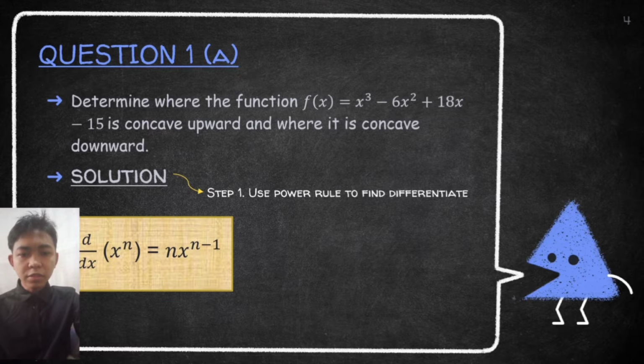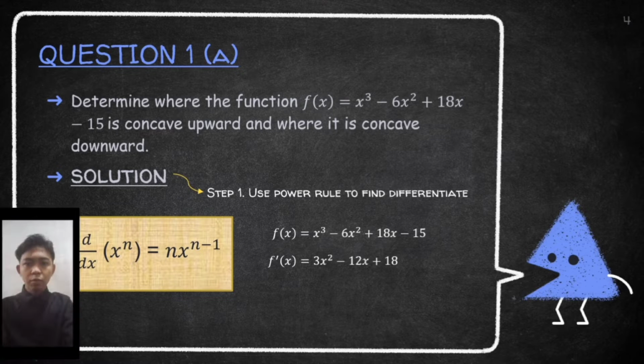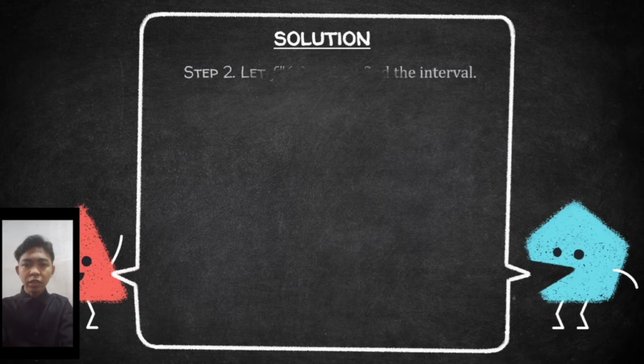By using this method, we get the first derivative of the f(x) function, which is equal to 3x squared minus 12x plus 18. However, we still need to find the second derivative to determine if the function is concave upward or downward. So we are using the same method and we will get the second derivative function, which is equal to 6x minus 12. The second step is we need to let f''(x) equal to 0 to find the interval.